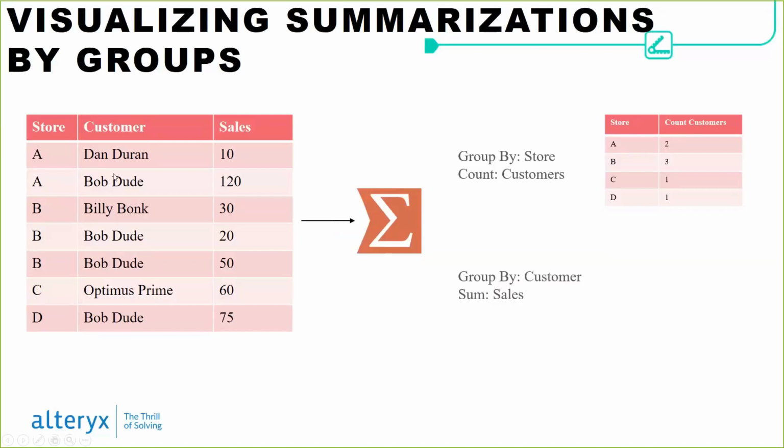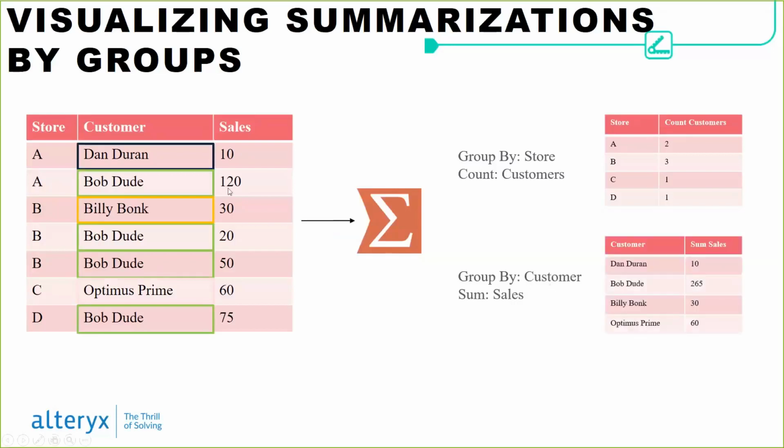So you can see Dan Duran, Billy Bonk, Optimus Prime, Bob Dude. Really, I have 4 different customers purchasing from my stores. So as a result, by grouping by this customer, I'd expect only 4 records. And for each of those 4 records, I'd expect them to be combined in a way that would be a sum of their sales. So that's really what Summarize is doing. Now, you could group by multiple things, right? I could group by year and by month if I wanted just to get kind of a monthly data aggregation. So that'd be an example of something where I could actually set a number of them. But by default, I think a lot of people run it with 1.